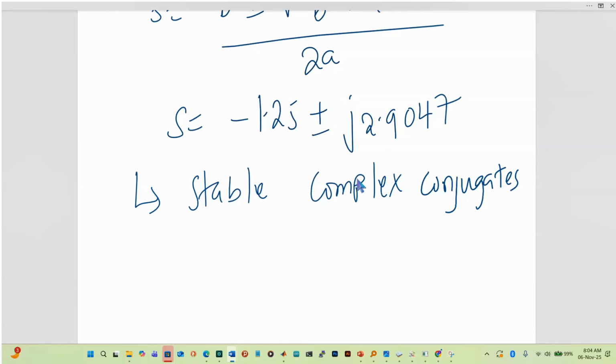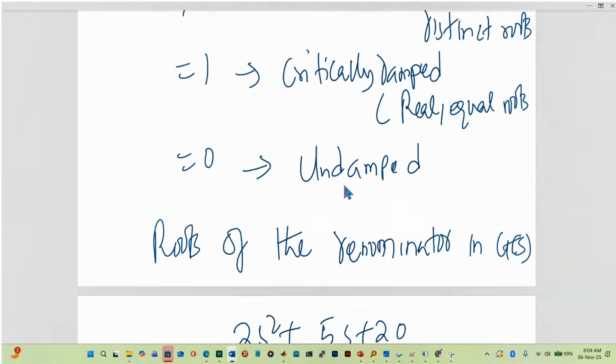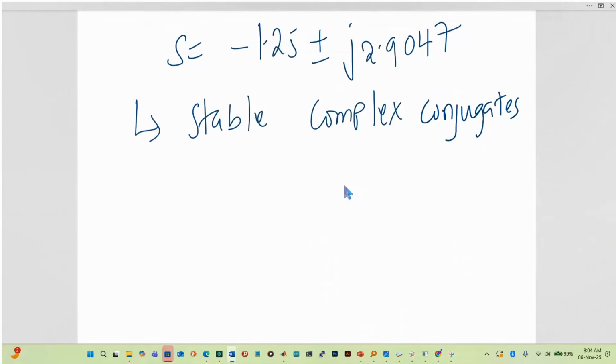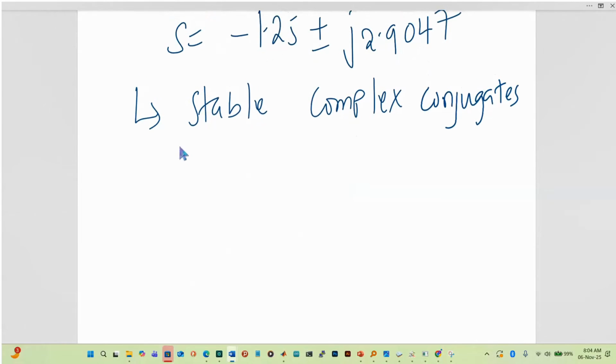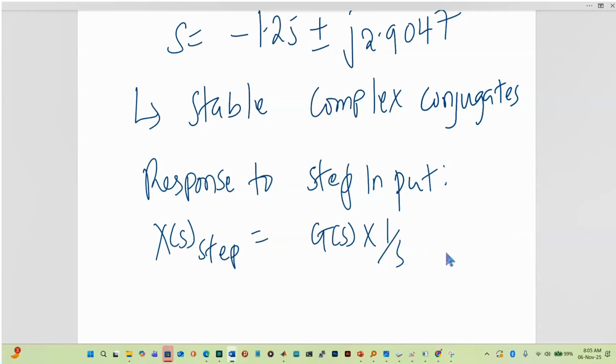So here the system is underdamped, and let us check how it responds. Response to step input. We already know that X(s) for a step means we are getting G(s) and multiplying it by 1 over s. So we shall have 1 over s into 2s squared plus 5s plus 20.